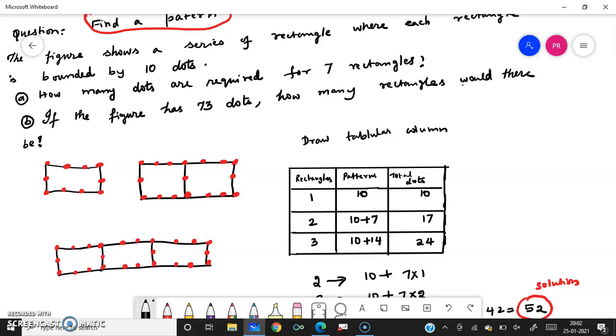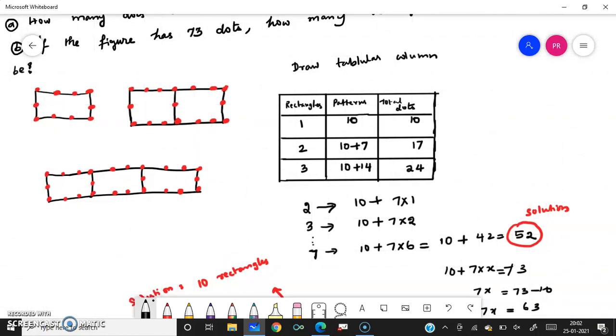If you see the third rectangle, the first rectangle it was 10. If there are 2 rectangles, 10 plus 7. In the third one, 3 rectangles, 10 plus 14. So 10 plus 14 is 24. So you make a pattern that the first one is 10 plus 0, second one is 10 plus 7, 7 ones are 7, and third one is 10 plus 14, 7 twos are 14. So you can make a pattern like this.